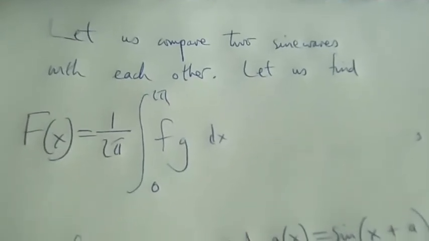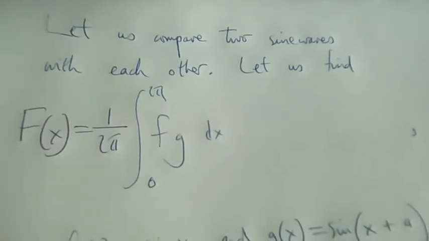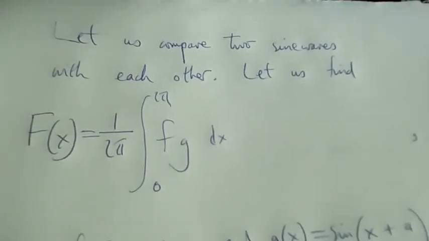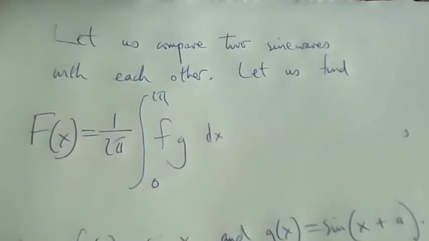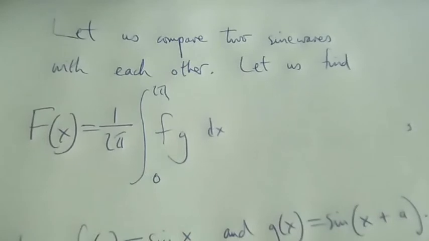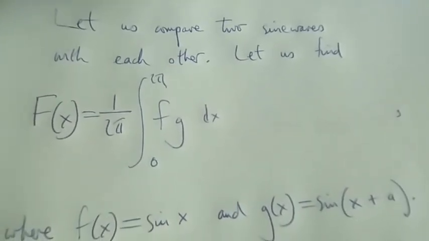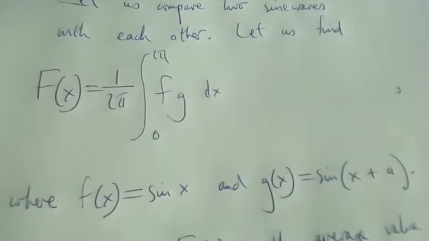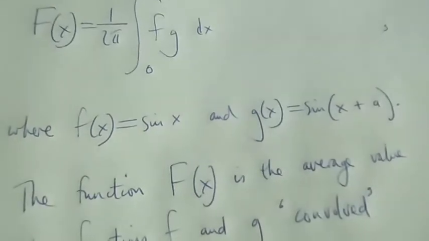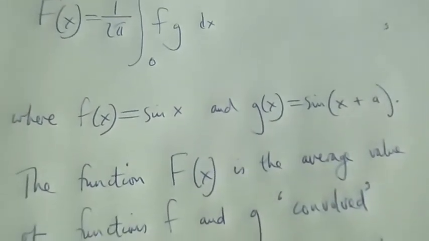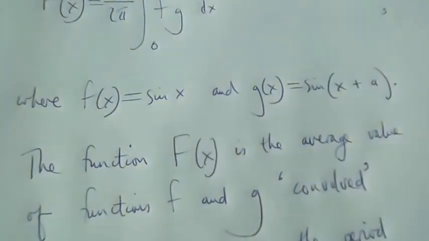Let us compare two sine waves with each other. Let us find big F of x, equal to the average value of the product of two functions of x, f and g, on the interval from 0 to 2 pi. f of x is equal to sine x, and g of x is equal to sine x plus a.